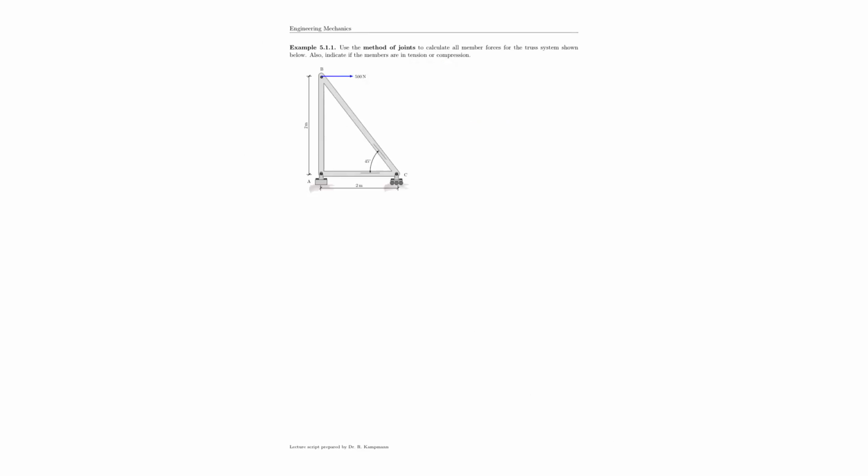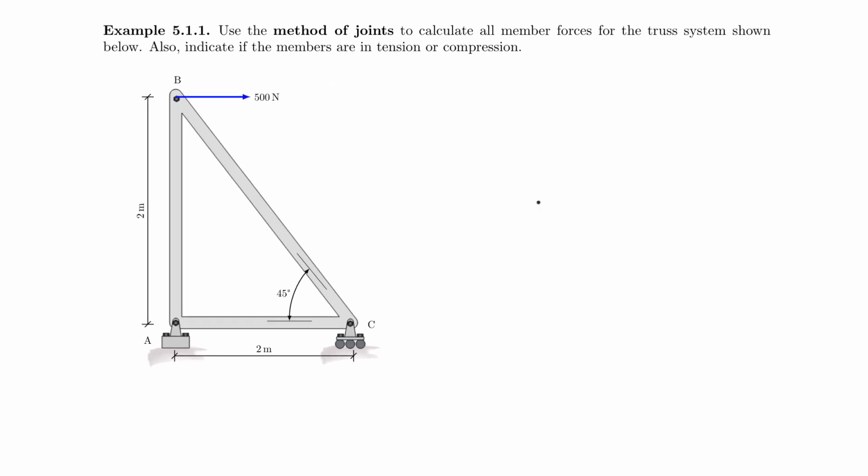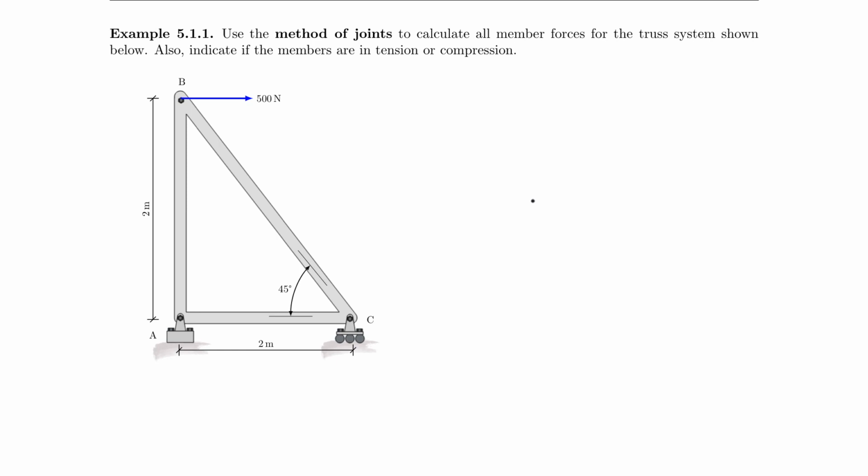So now that we learned the procedure for the method of joints, we can initiate our first simple example. And here we have an example that asks us specifically to use the method of joints. That's very important later on when we understand also the other method, the method of sections, that we clearly differentiate which methods we're using. And particularly here we asked to find all the member forces.